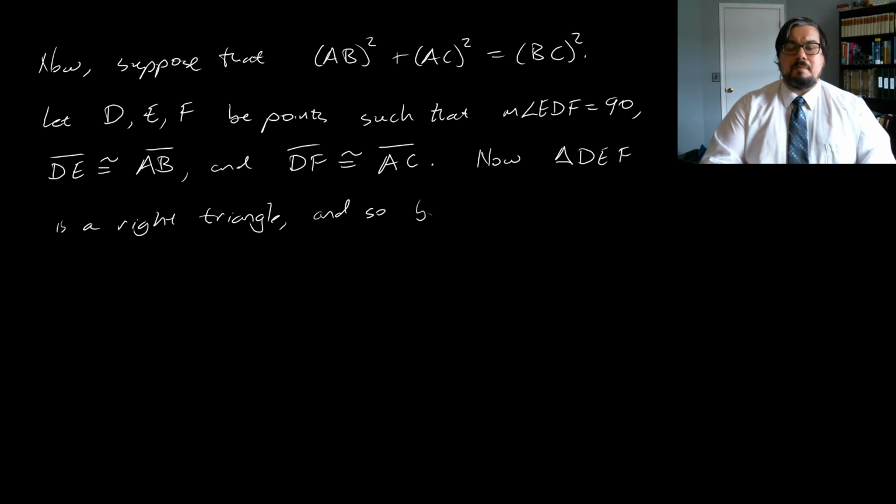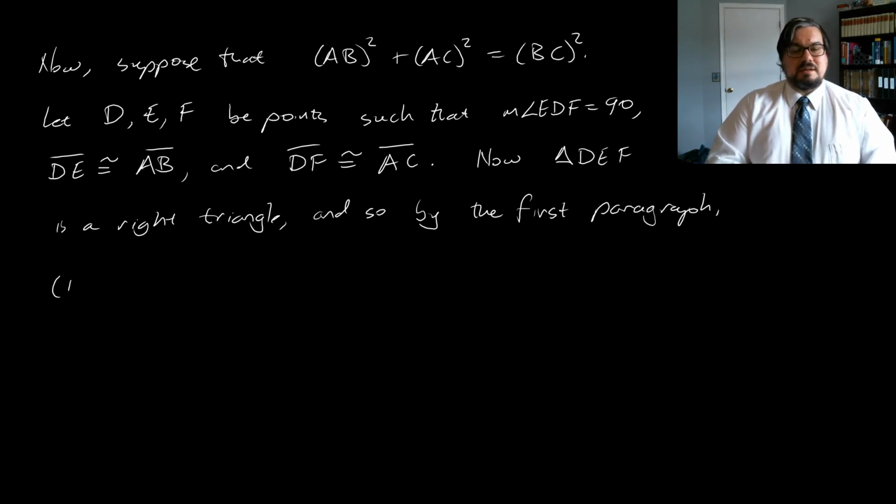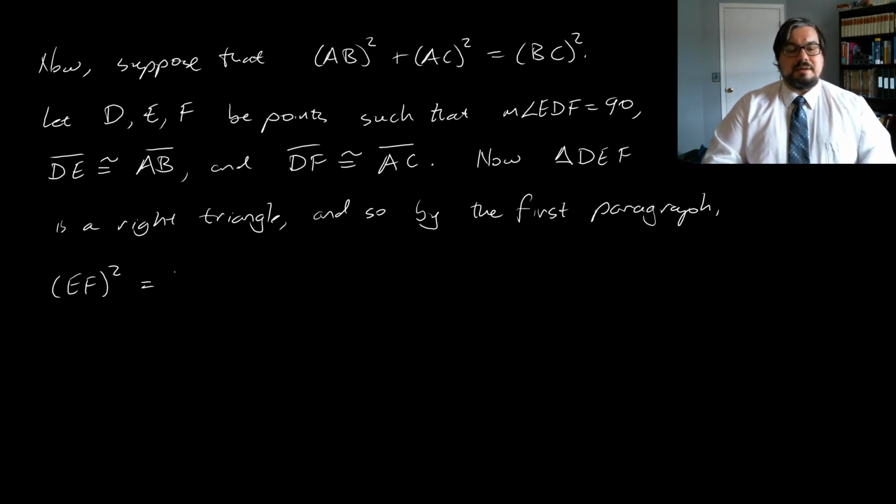And so, by the first paragraph, we have that EF squared is equal to DE squared plus DF squared.